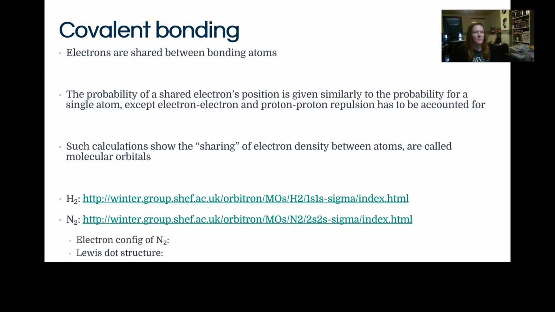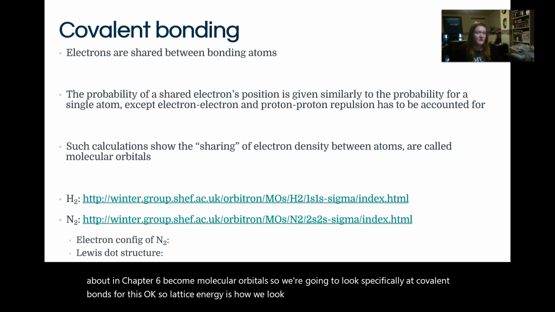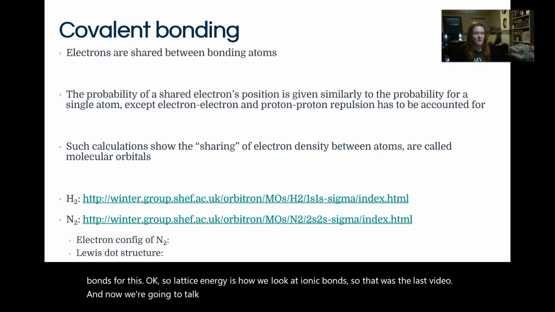Okay, everybody, so we're going to pick up talking about how the atomic orbitals that we talked about in Chapter 6 become molecular orbitals. So we're going to look specifically at covalent bonds for this, okay? Lattice energy is how we look at ionic bonds, so that was the last video. And now we're going to talk about covalent bonding, which is going to look at a new idea, okay?